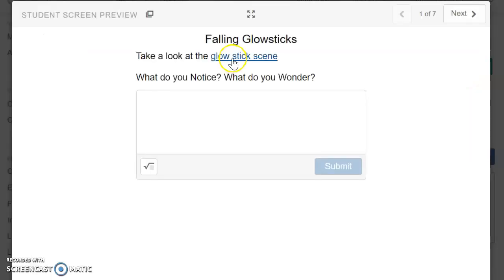Okay, so you are going to be working on the Desmos activity, cards number 1 to 7, of the falling glow stick. The first card gets you to watch that again. What do you notice? What do you wonder?